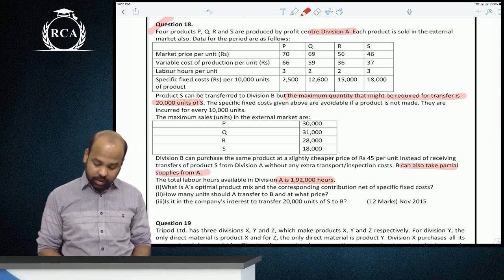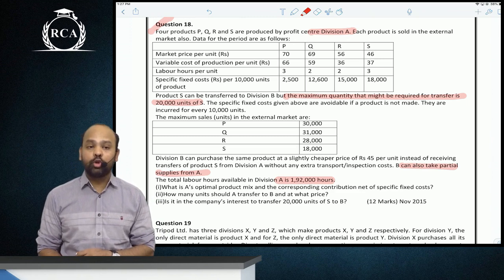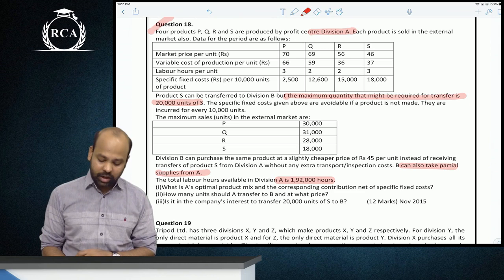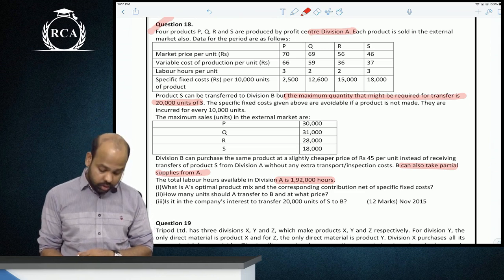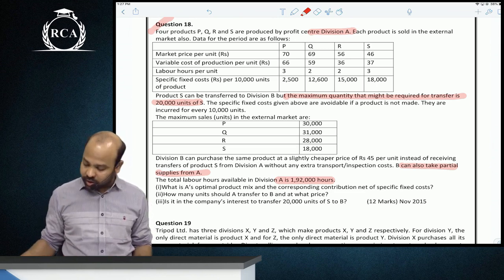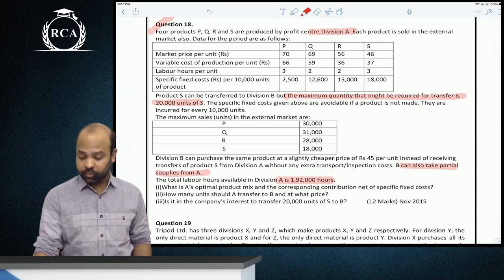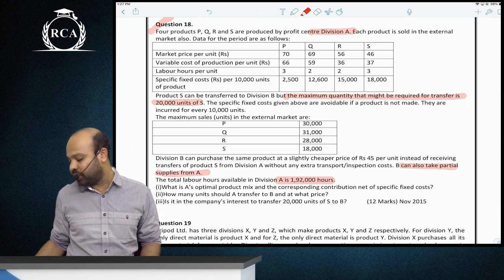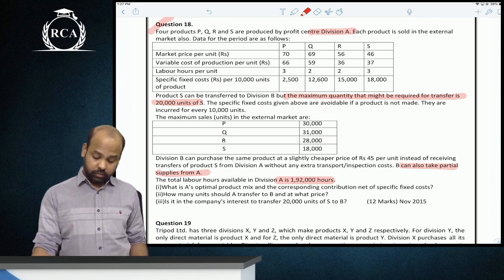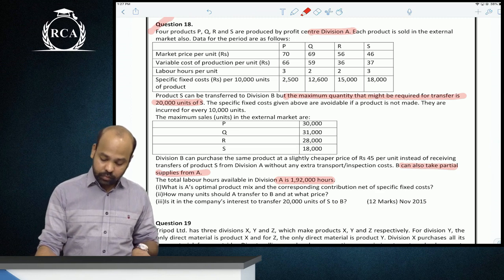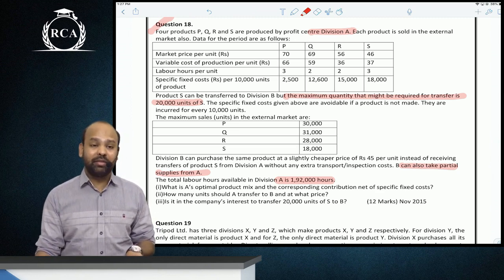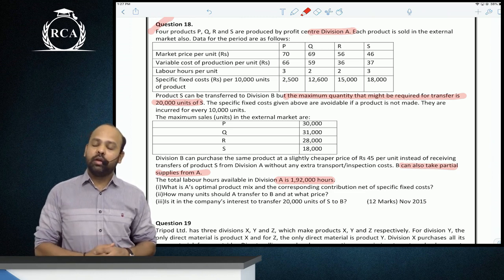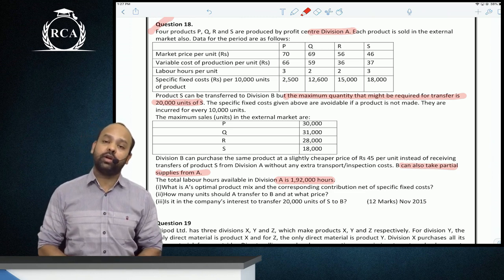What is A's optimum product mix and the corresponding contribution net of specific fixed cost? How many units should A transfer to B and at what price? Is it in the company's interest to transfer 20,000 units of S to B? We will be taking all of these decisions, guys, now. But first, guys, I told you, whenever you have a limiting factor and you also have an option to transfer internally, beta, we ignore the fact that we have to transfer internally.